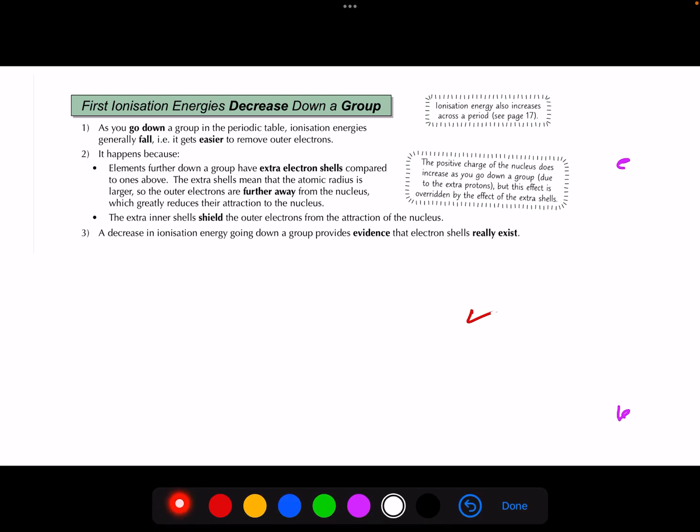Let's have this application about first ionization energy, which is the trend, not the YouTube trend or the TikTok trend. This is the trend in chemistry, in ionization energy. First ionization energy, we can conclude, decreases down a group. Why? If you understood what I just explained, you would be able to justify why ionization energy decreases down a group. Let's take group 1 as an example.